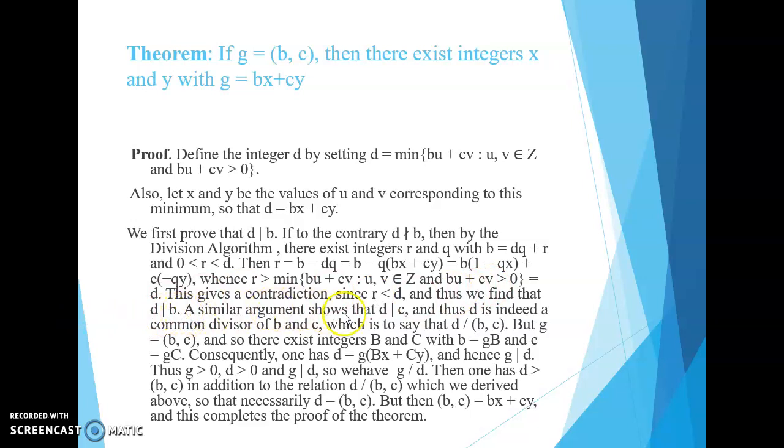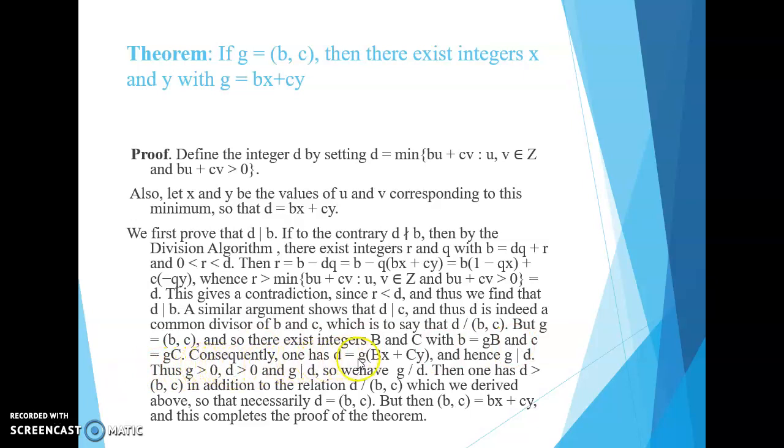Similarly, we can prove that d divides c. Thus d indeed divides the common divisor of b and c, that is, d divides the GCD of b and c. But if I take the GCD of b and c equal to g, then there exist integers b' and c' with b is equal to gb' and c is equal to gc'.